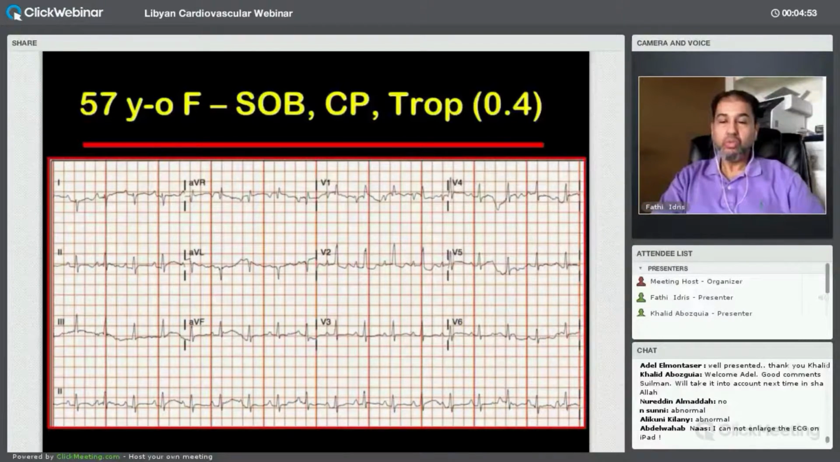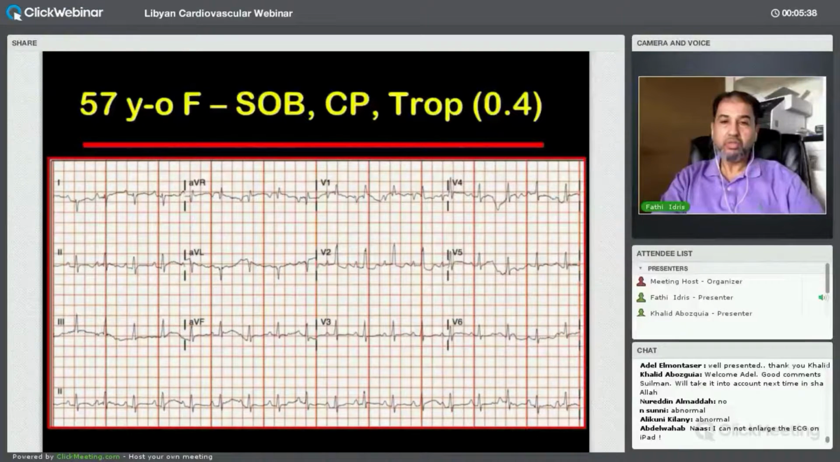The second choice is true posterior MI. In true posterior MI, you can definitely see big R waves in leads V1 and V2. However, in the acute setting, you typically see some ST segment depression in leads V1 and V2, and that's what we don't see here. We don't see significant ST segment depression. Also, true posterior MI typically occurs in the context of inferior MI, and we don't see any inferior MI. So that possibility is rather small. Also, typically the first component of the R wave is bigger in true posterior MI. So true posterior MI is unlikely.